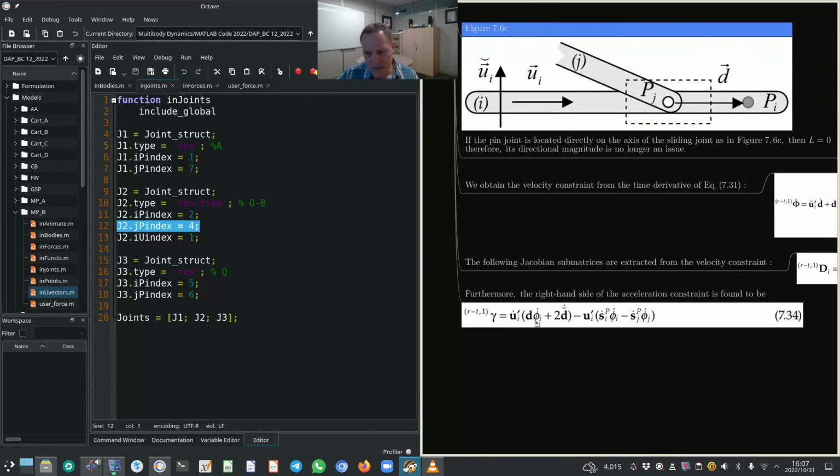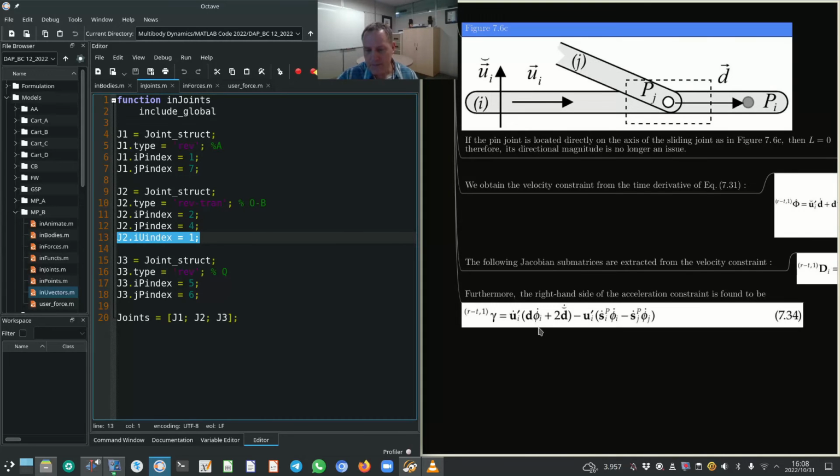Okay, so let's now quickly look at the right hand side of the acceleration equations. So here once again, equation 7.34, we've got the unit vector on body I, the dot product of the unit vector of body I, and that dot product is calculated by DAP. As long as you specify the unit vector on body I, the dot product is calculated inside DAP. Let's look at the other terms. So we've got D again.